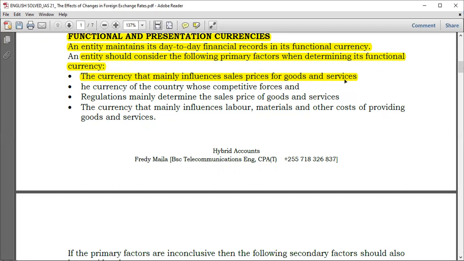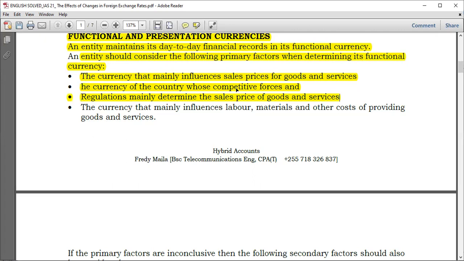goods and services. And then the second, say, the currency of the country whose competitive forces and regulations mainly determine the sales prices of goods and services. Again, the same point has been repeated, but we are just saying the currency of the country whose competitive forces decide that. Suppose maybe you're in Nigeria and there is your competitor in Ghana, and let's say maybe the currency of Ghana is weaker compared to yours.